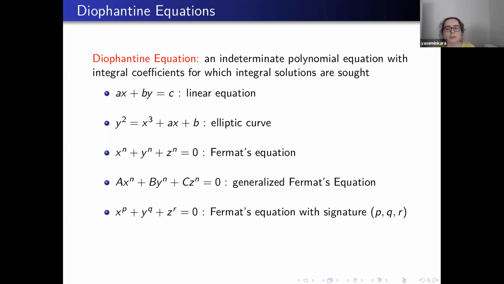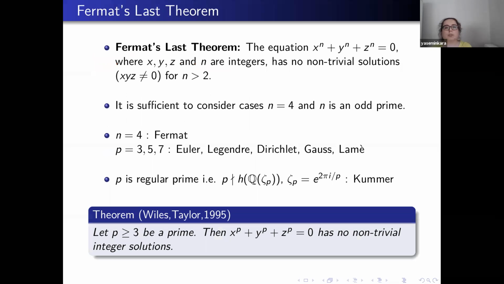The first one is just a linear equation. The second one is an elliptic curve. The third one is the famous Fermat equation. And the fourth one is the generalized Fermat equation. So you put coefficients in front of x^n, y^n, and z^n. And of course, the powers do not have to be the same. If the powers vary as p, q, r, we call it Fermat's equation with signature (p, q, r). By the way, when you have questions, please stop me. Or if I go fast, you can also stop me.